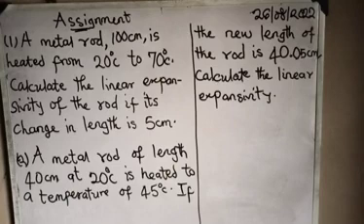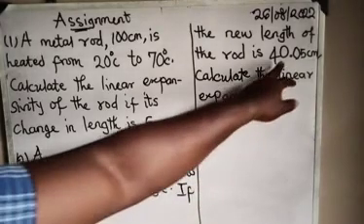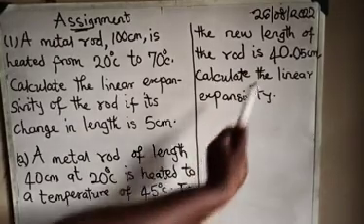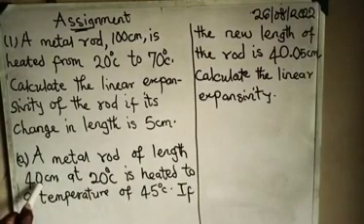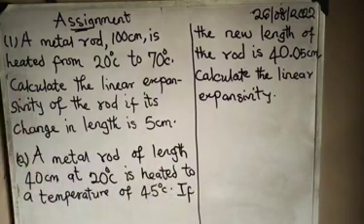And then the second one: a metal rod of length 40 cm at 20 degrees Celsius is heated to a temperature of 45 degrees Celsius. If the new length of the rod is 40.05 cm, calculate the linear expansivity. Now, this 40.05 serves as the new length, that's L1, while this 40 cm is the L0. So you will get the change in length, which is L1 minus L0. After that, you slot it into the formula and get your answer.